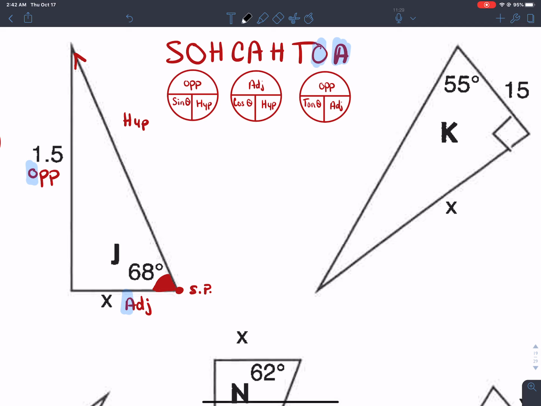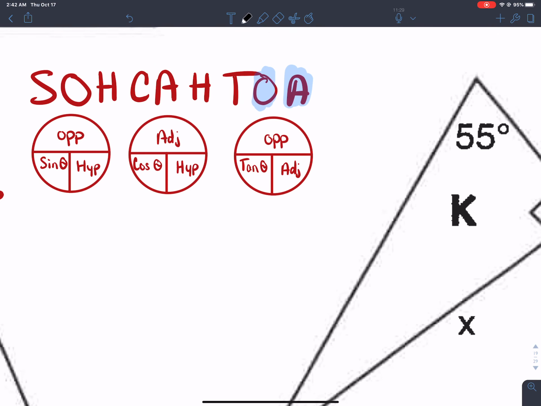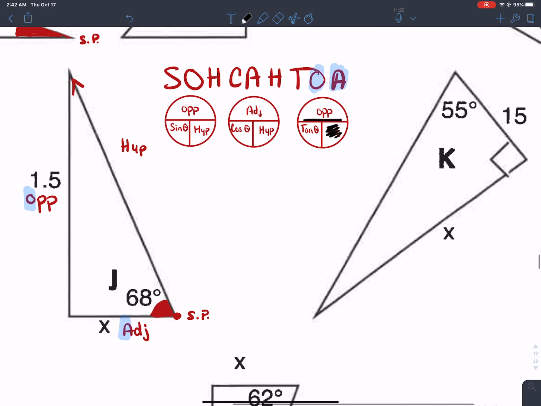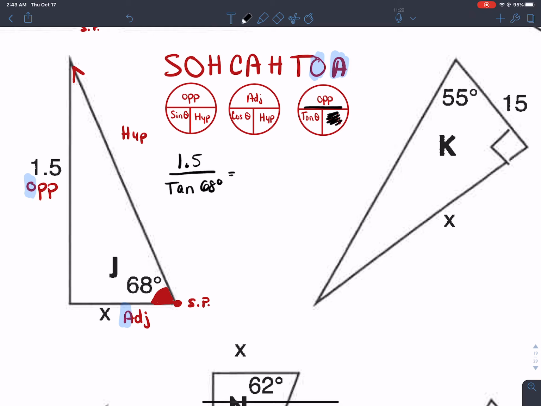I'm trying to find the adjacent side, so I'm going to come down here and cover up the adjacent. That means I have opposite divided by tangent theta. Showing my work, the opposite side is 1.5. We could think of this again as miles that we would have walked toward the north, divided by tangent 68 degrees equals. Now, going off of our last problem, we're trying to find the adjacent side.